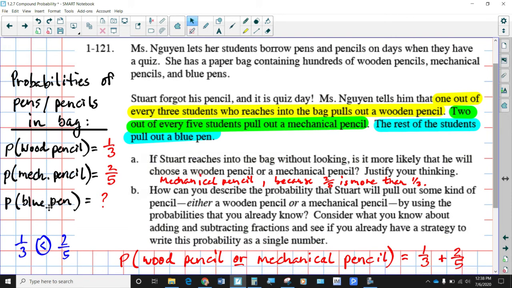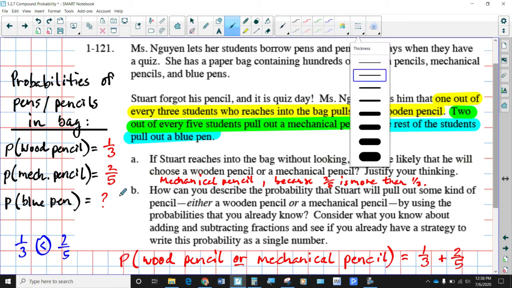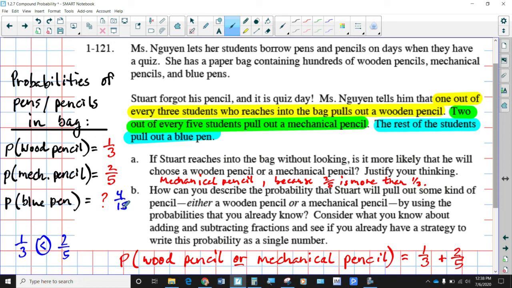They didn't ask us this question, but now you know the probability of pulling out a blue pen. It's going to be 4/15, right? Since you're going to take all of them, and what do they all have to add up to? They all have to add up to 1. So we can use a little bit of algebraic reasoning and logic to figure out the probability of the blue pen.